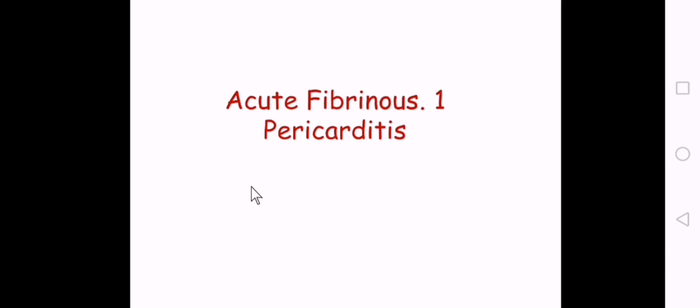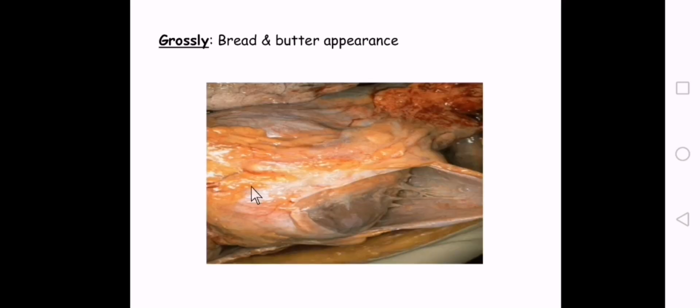نجي هسه نشوف السلايدز هذا الكلام. السلايدز الأول هو acute fibrinous pericarditis. This is the heart. سووا sectioning هنا. هذا الفيزرال layer وهاي البارايتال layer. تشوفون هاي الفايبرينوس threads. الفايبرينوس thread هي هاي اللي تعطينا البريد اند باتر appearance of fibrinous pericarditis.